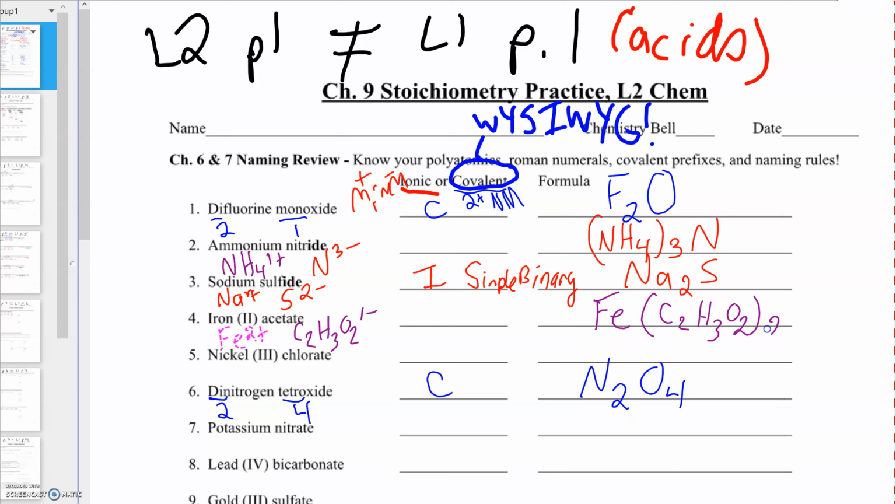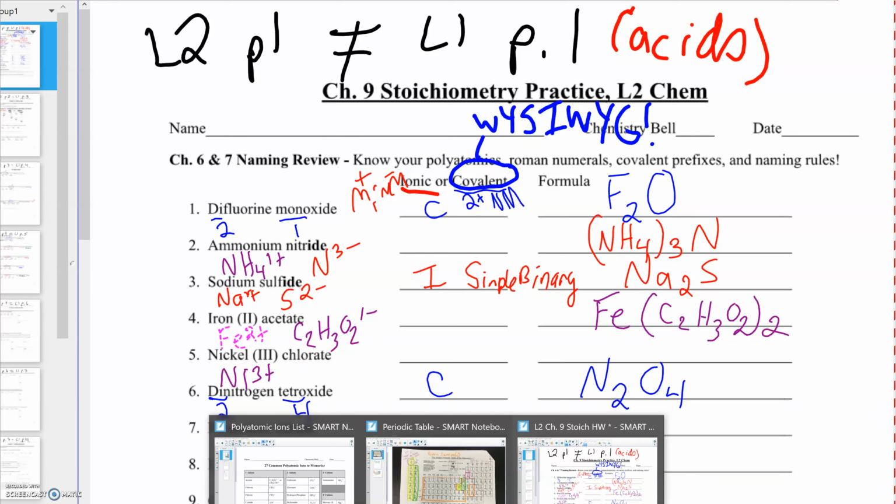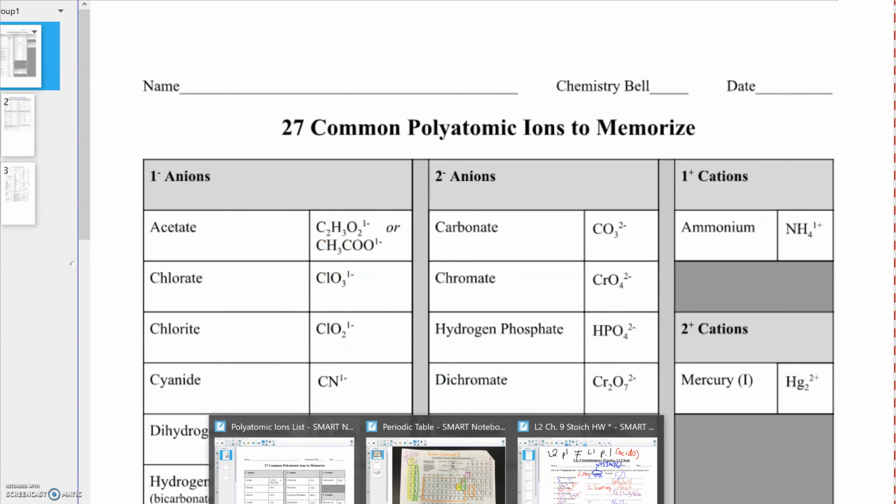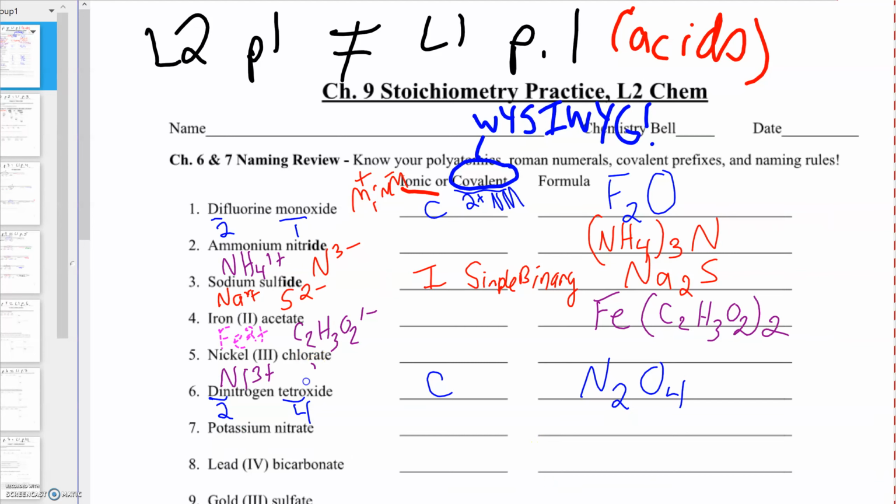C2H3O2, 2. Nickel 3 chlorate. Let's take a look at that one. Nickel 3, nice. They're telling us it's nickel 3+. Chlorate, you've got to look up, and here it is right here, ClO3 1 minus. So nickel 3 chlorate, ClO3 1 minus. Do your crisscross. I'm going to need 1 nickel. I'm going to need 3 of the chlorates. So Ni, now I need 3 chlorates, so let's use some parentheses, ClO3, 3.